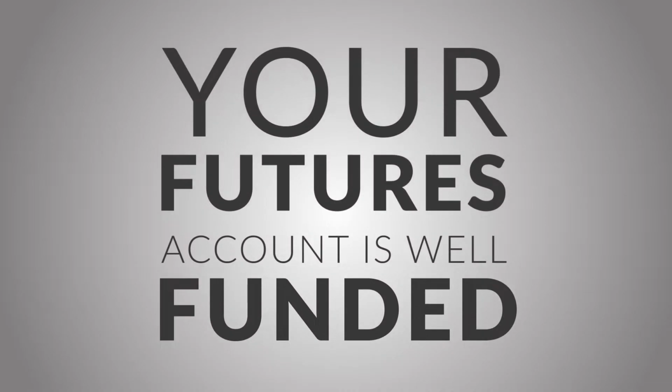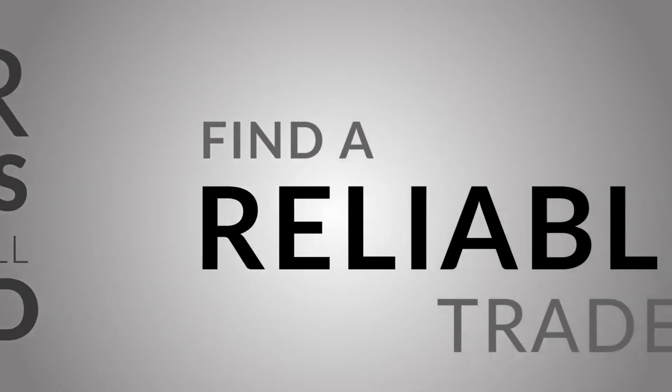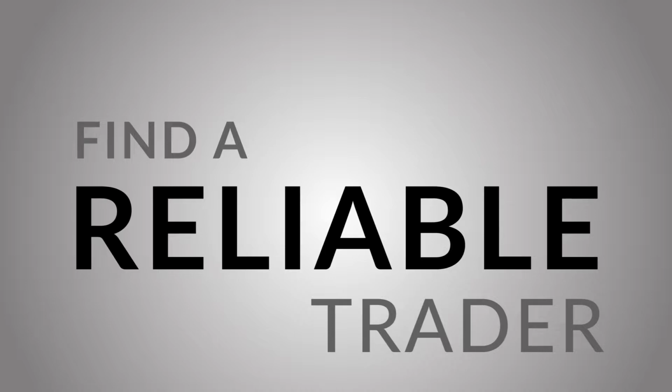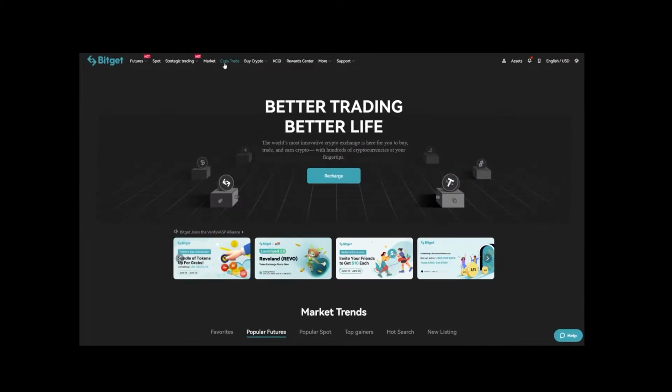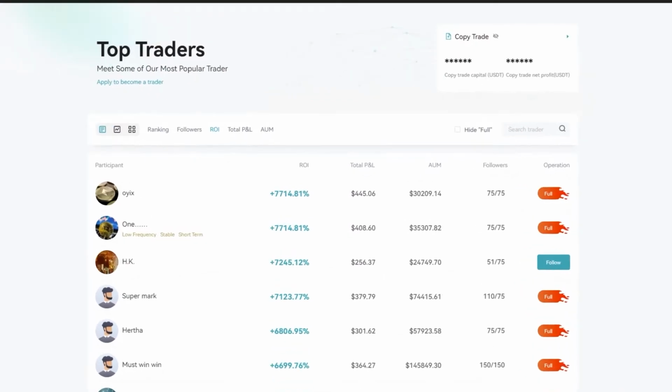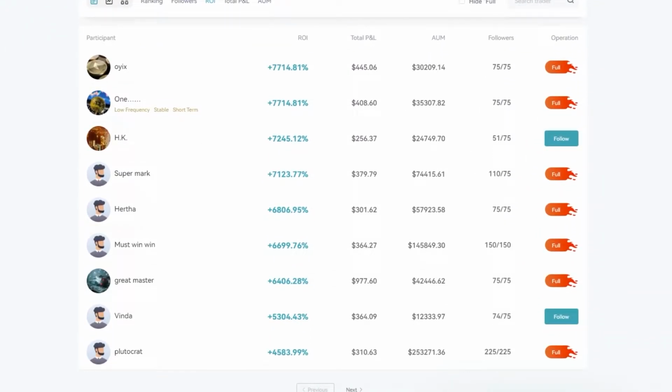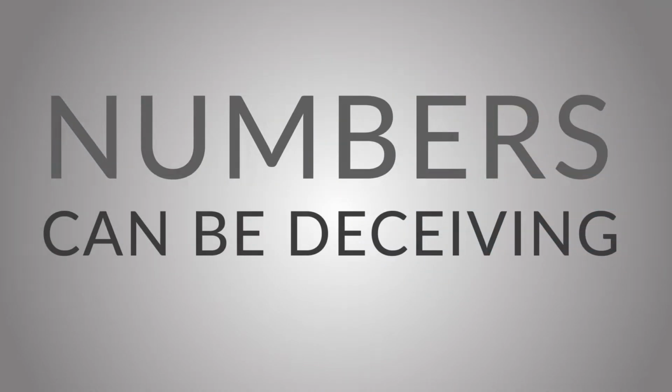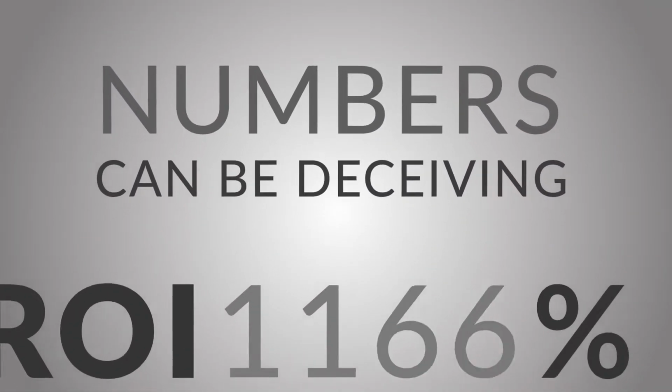Once you have set up your futures account with the right amount of USDT, the next step is to find a reliable trader. Finding a reliable trader is not easy. There are countless traders on Bitget available for copying. Some of them seem to have fantastic results, making it seem like they can turn very small amounts into fortunes within a couple of days. However, numbers can be deceiving. I need to burst the bubble here.